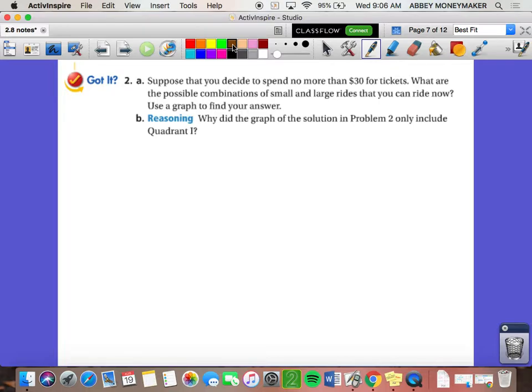So it says, suppose that you decide to spend no more than $30 on tickets. Ooh, $30. Okay, what are your possible combinations of small and large rides now? You can use a graph to find your answer. So again, small rides cost 3 tickets, plus large rides cost 5 tickets is going to be less than or equal to. Now remember, you get 4 tickets for every dollar. So here, we would have less than or equal to 120.